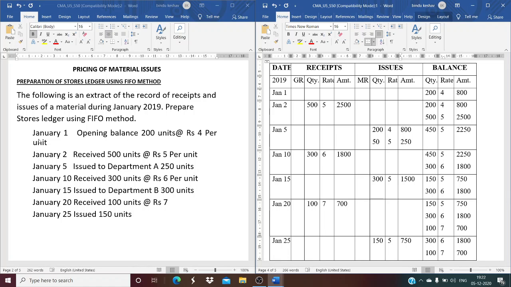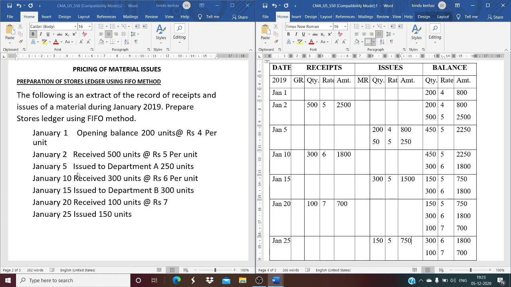Now the first, January 1st, opening balance 200 units at rupees 4 per unit. So here in date we record January 1st, and in the balance column 200 units quantity, rate is 4 and the amount rupees 800, 200 multiplied with 4. January 2nd, received 500 units at rupees 5 per unit. So in the receipts column, we are recording 500 units in quantity, rate 5 and the amount 2500. Now the balance. We already have 200 units at rupees 4, that is 800 the amount, and now another lot, that is 500 at rupees 5, 2500.